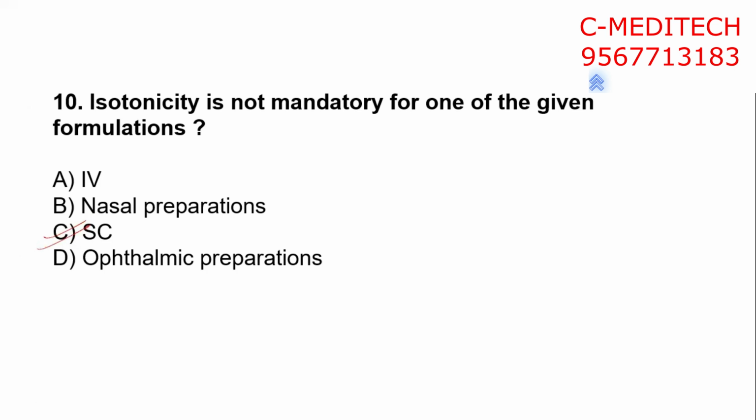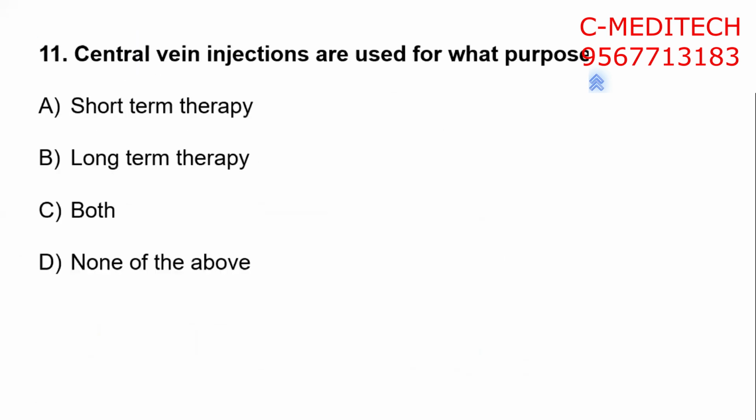Now coming to question number 11, that is, central vein injections are used for what purposes? Option A, short-term therapy, option B, long-term therapy, option C, both, and option D, none of the above. So central vein injections are used for which purpose? Is that for short-term therapy or long-term therapy?